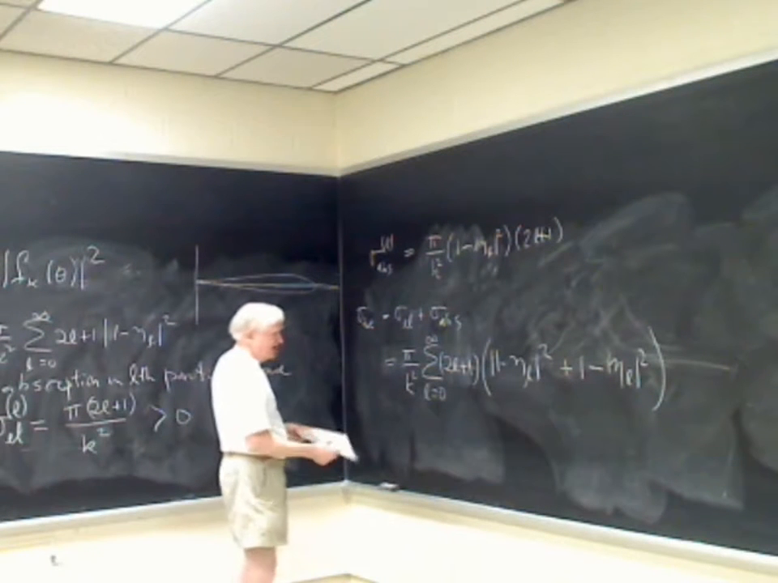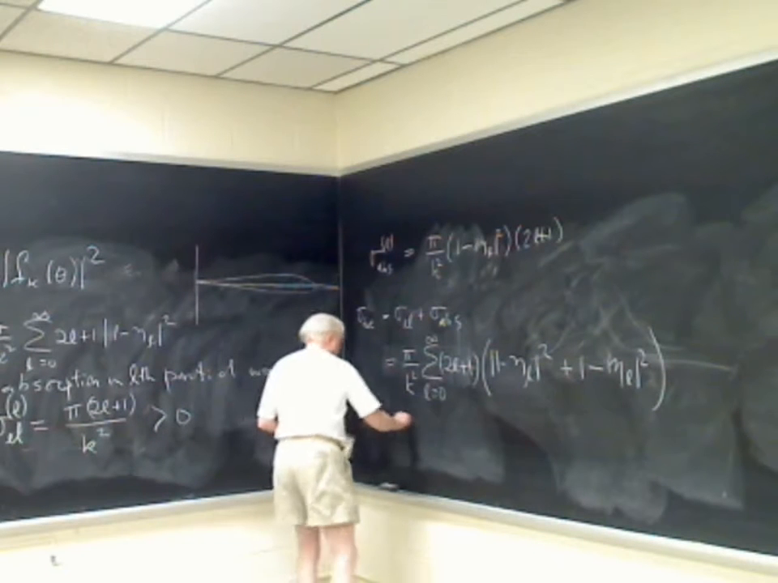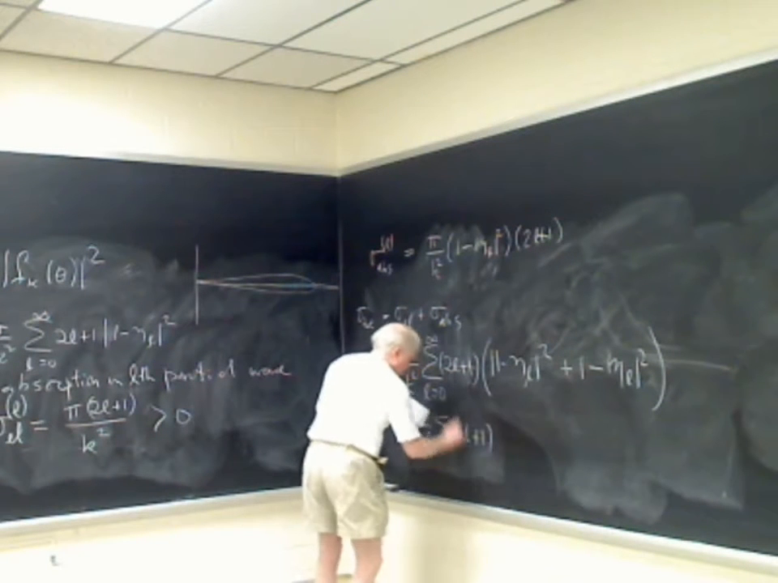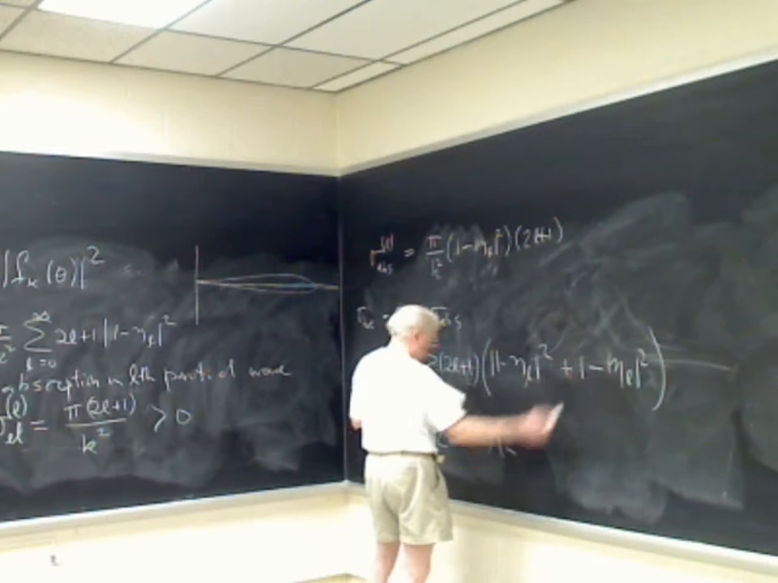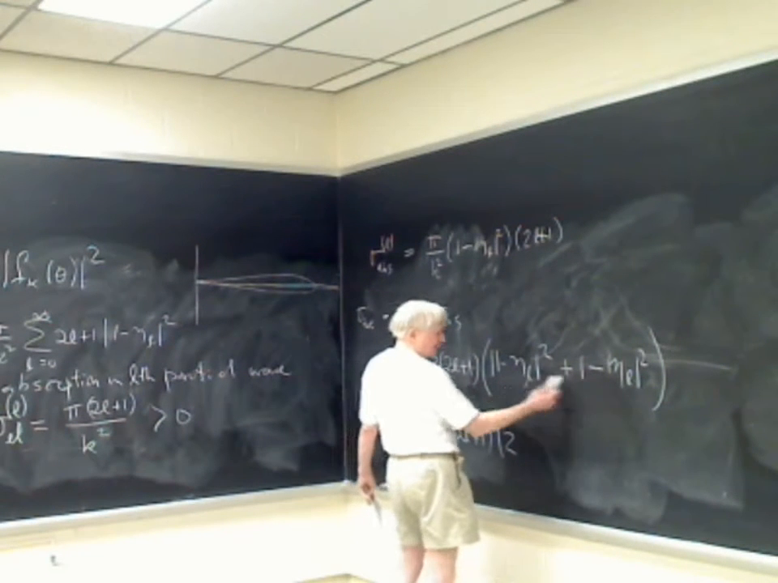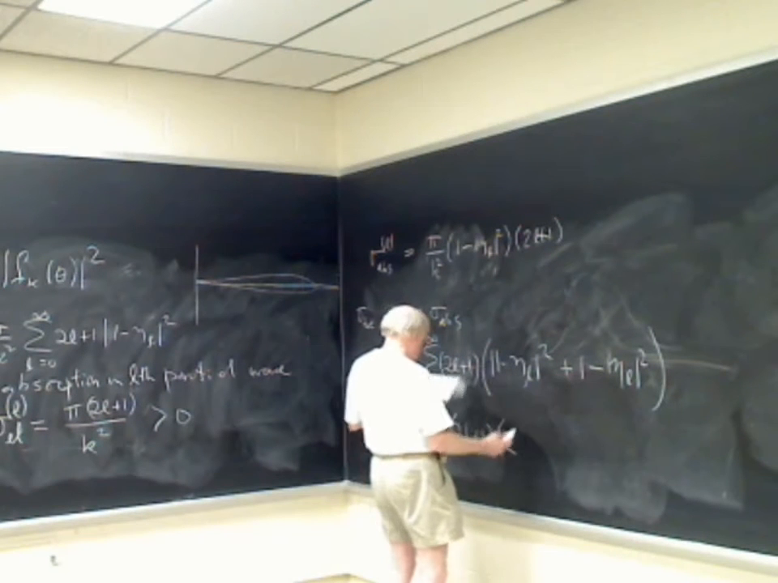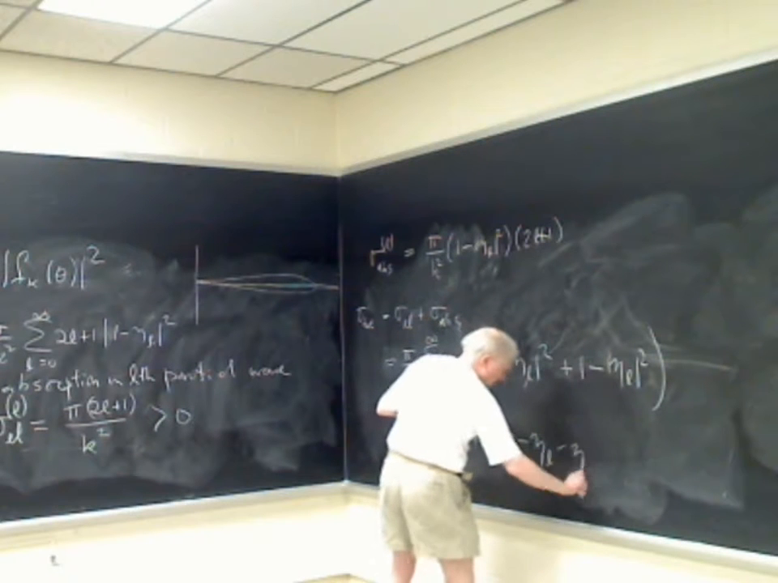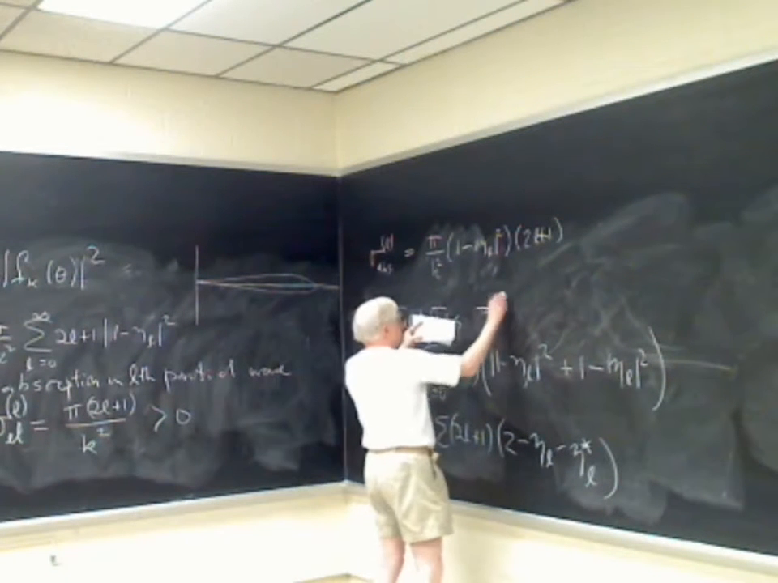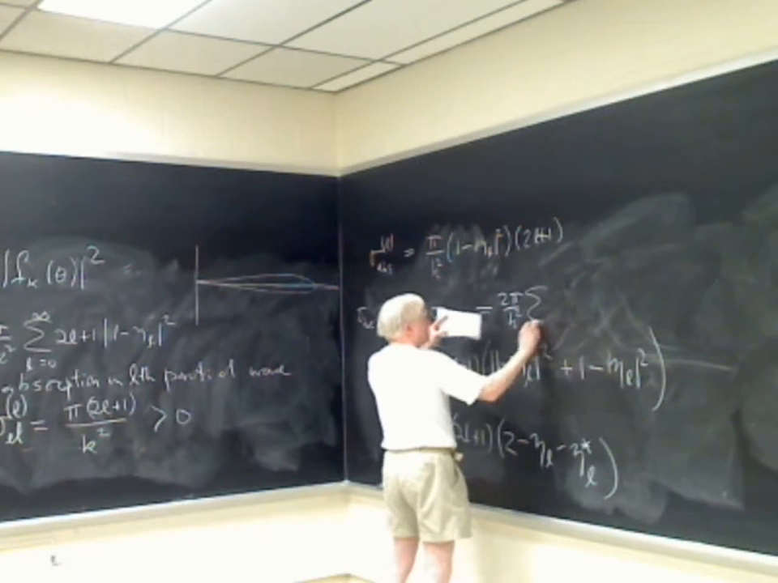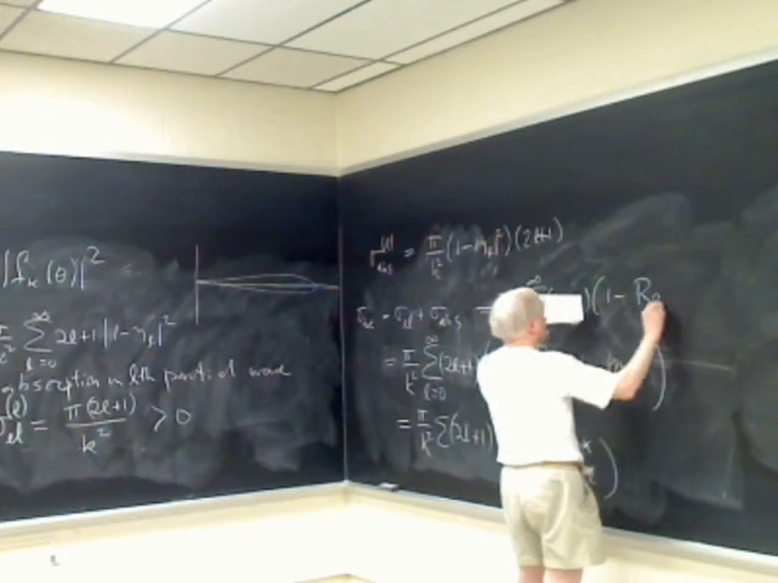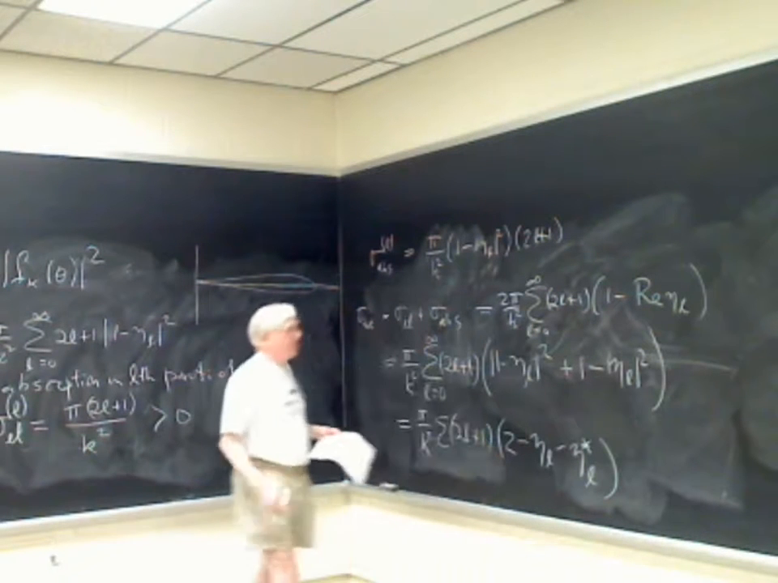Now, if you just multiply that out, what you find is that this is equal to pi over k squared sum 2L plus 1, 2 from 1 plus 1, then you get the absolute value of eta L squared from this term canceled by that, so that one goes away, and so the only thing you get here is minus eta L complex conjugate. And so finally, this thing is equal to 2 pi over k squared, sum L equals 0 to infinity, 2L plus 1, 1 minus the real part of eta sub L. Okay. So that's what the total cross-section is.